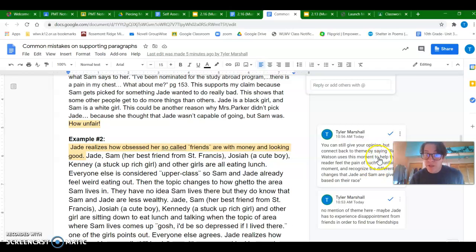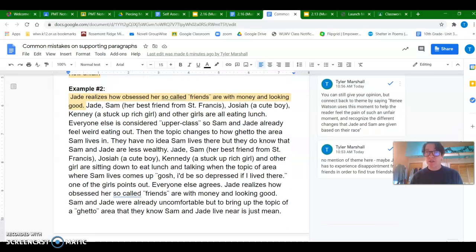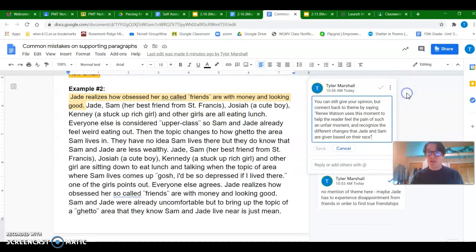So an example might be Renee Watson uses this moment to help the reader feel the pain of such an unfair moment. If you feel like, oh, when you read something, the author's making you feel that way. So reflect back on the author's craft. And then again, take it to that universal theme place, the different chances that Jade and Sam are given based on their race. Oops, I wrote changes here.